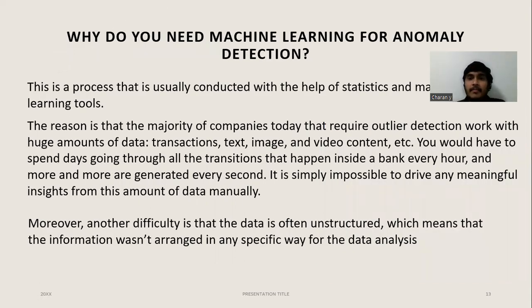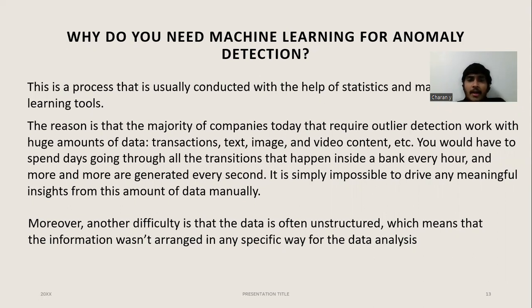Now, why do we need machine learning for anomaly detection? This process is usually conducted with the help of statistics and machine learning tools. The reason is that the majority of the companies today that require outlier detection work with a huge amount of data like transactions, text, image, and video content, etc. You would have to spend days going through all the transactions that happen inside a bank every hour, and more are generated every second. It is simply impossible to derive meaningful insights from the amount of data manually.